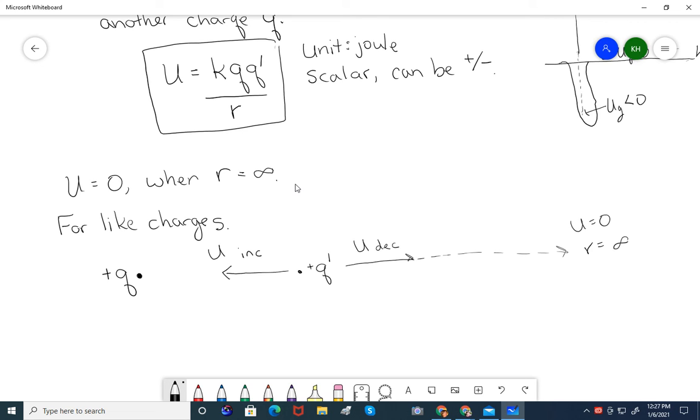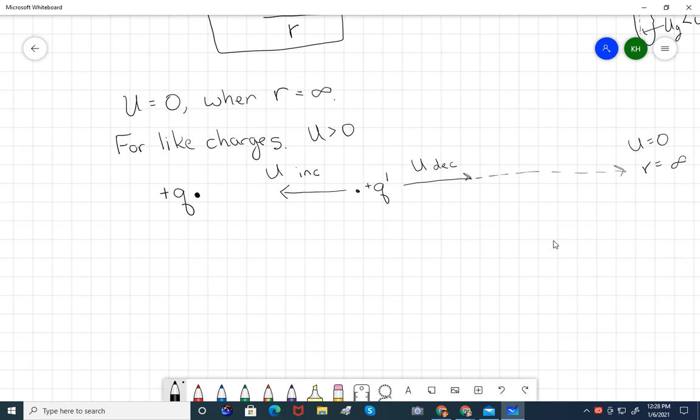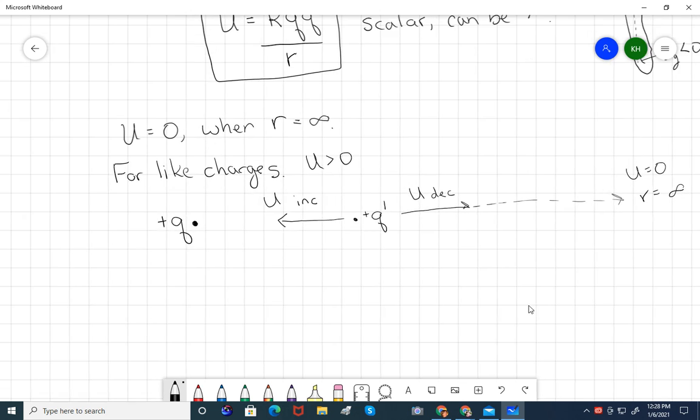Now, I want you to realize that this sign will come out for potential energy when you use the formula. You do not have the absolute values. You have to include whether the charges are positive or negative. In this case, if they're both positive, potential energy is always going to be positive, unless, of course, they're infinitely far apart, in which case it's going to be 0. Same formula.